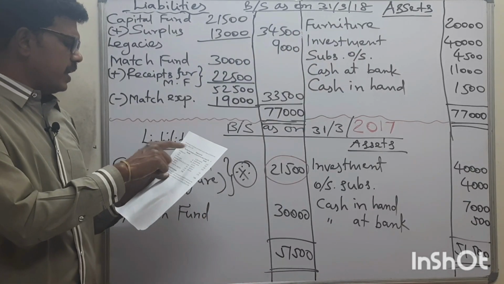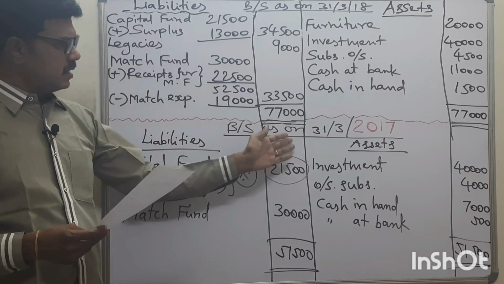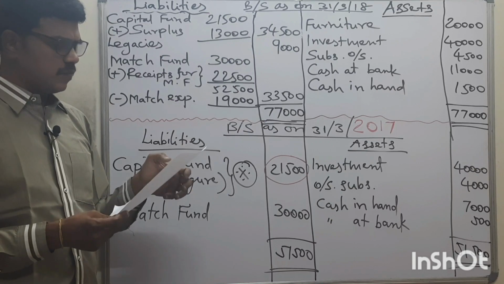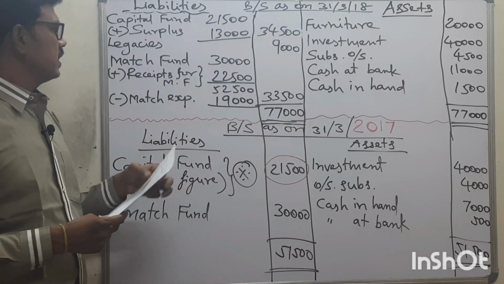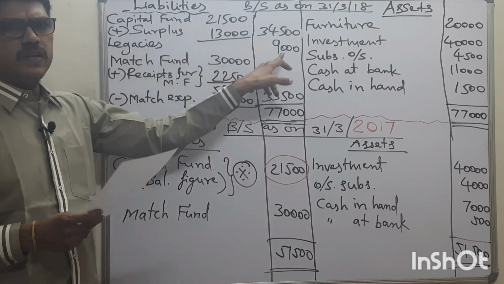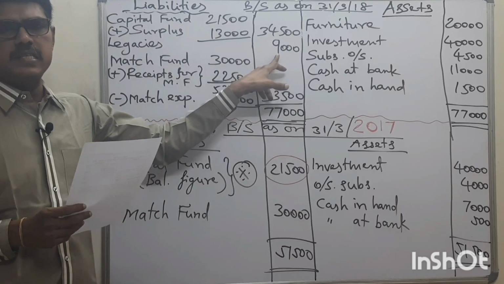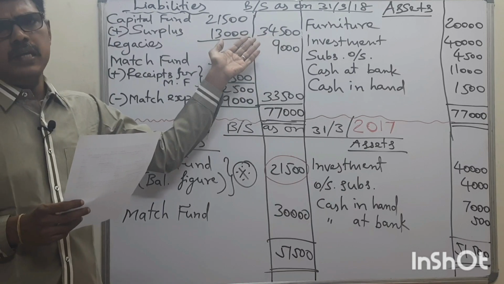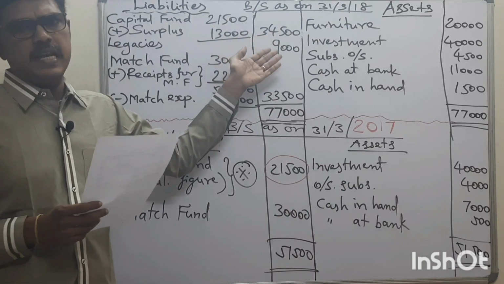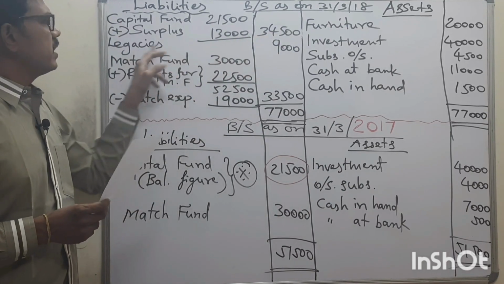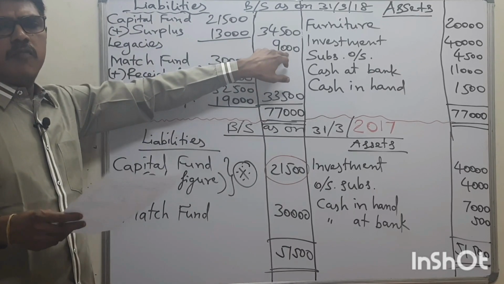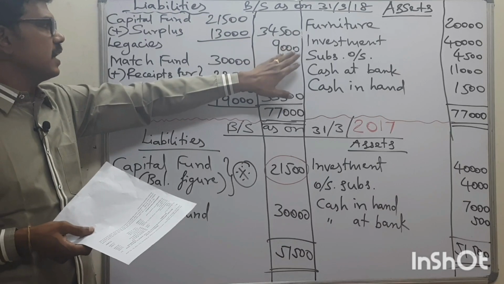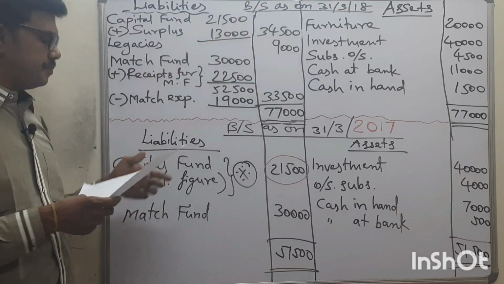Here, opening cash and bank balance will not affect the current year balance sheet. Subscription already taken. Subscription is the income, right? Legacy, 9,000 rupees. Legacy is a gift given to a not-for-profit organization in the form of a will, right? It may be a property or financial assets. It could have been given by a member or by volunteers to a not-for-profit organization. This is a non-current liability. This will appear in the liability side.